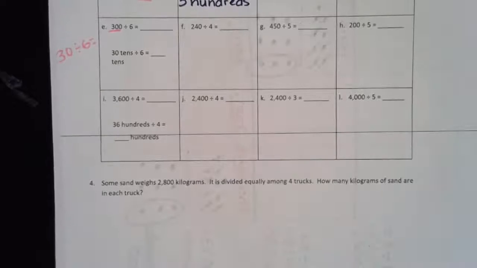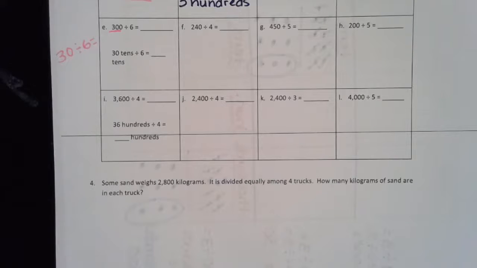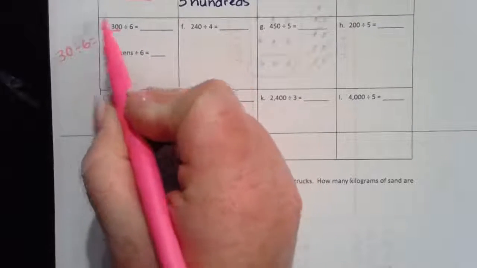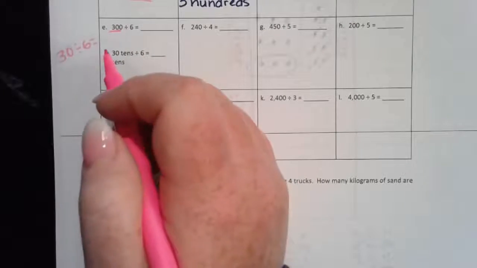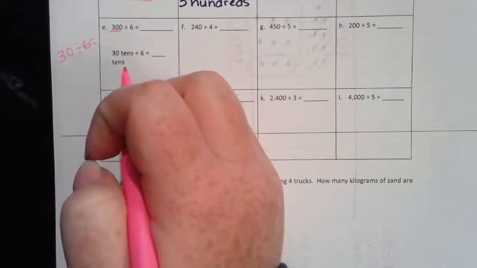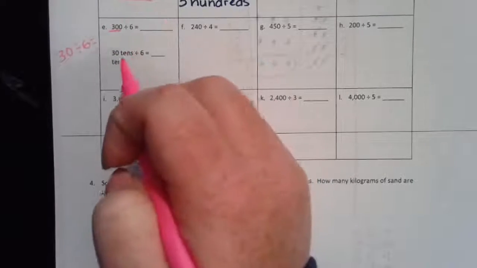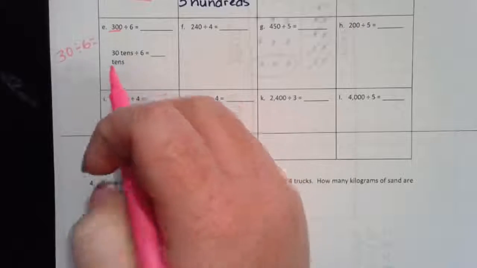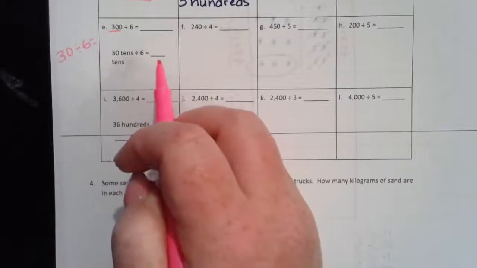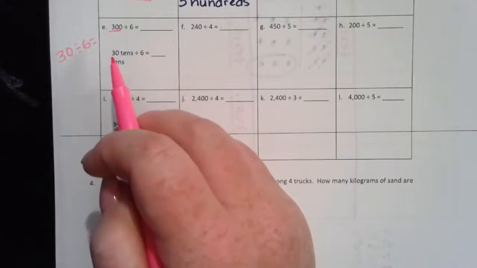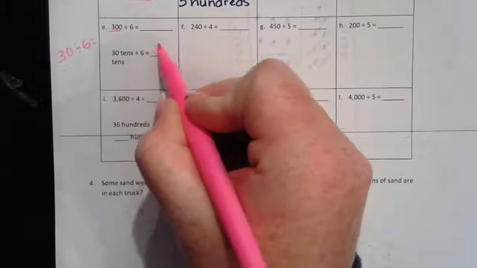30 tens. If I have 30 tens, how much do I have? I hope you were thinking 300, because that's absolutely correct. I have 30 tens in 300. So instead of thinking 300, I can think, okay, this is 30 tens. So 30 tens divided by 6, I now am thinking 30 divided by 6. And 30 divided by 6 is 5.